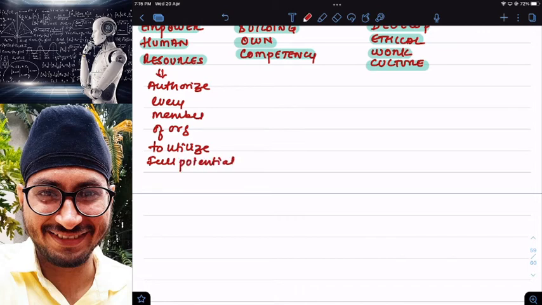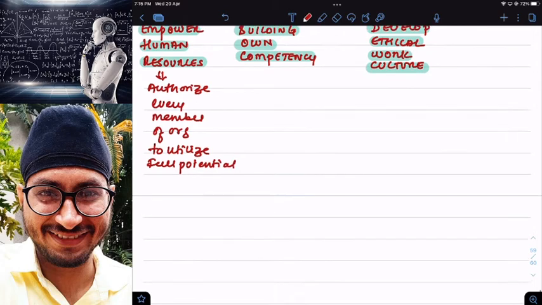Clear? Full potential means ensure that everyone gives their best, empower them, motivate them to give their best. And then building own competency means, I think we have already discussed, right? Core competency is a unique strength.